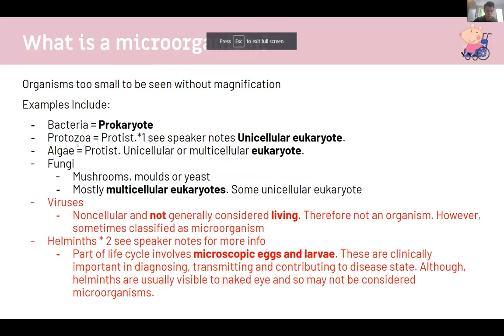Algae are protists. They're usually unicellular or multicellular, but they're eukaryotes. You have fungi, which can be mushrooms, molds, or yeasts. They're mostly multicellular eukaryotes, however there are some unicellular eukaryotes. The three main pathogens we'll be focused on are bacteria, fungi, and viruses. A virus is non-cellular and not generally considered living, therefore it's not really an organism. However, sometimes it is classified as a microorganism for convenience.